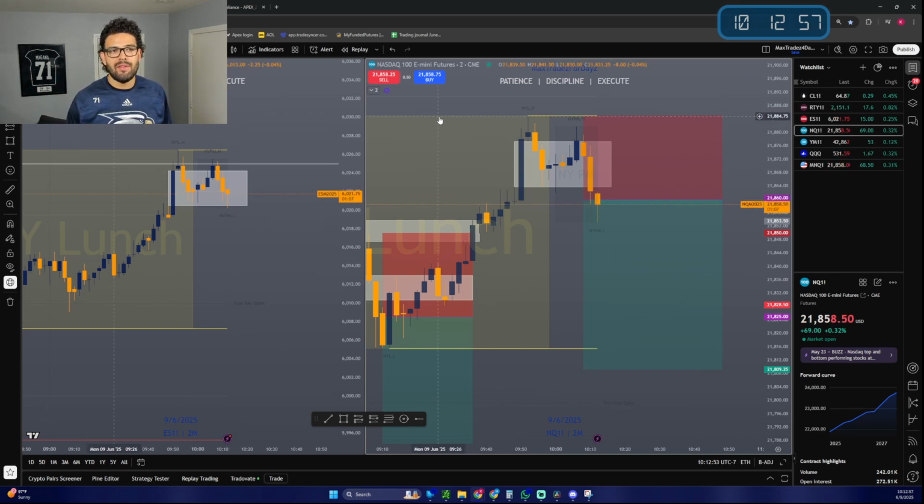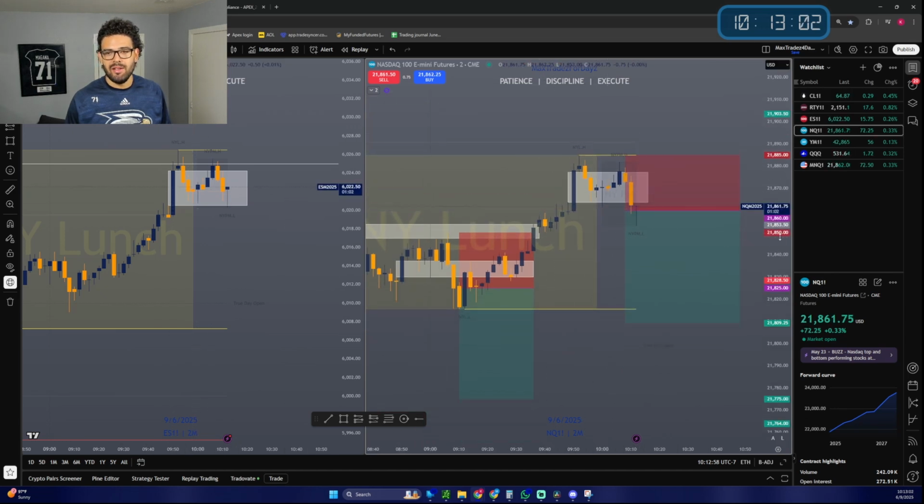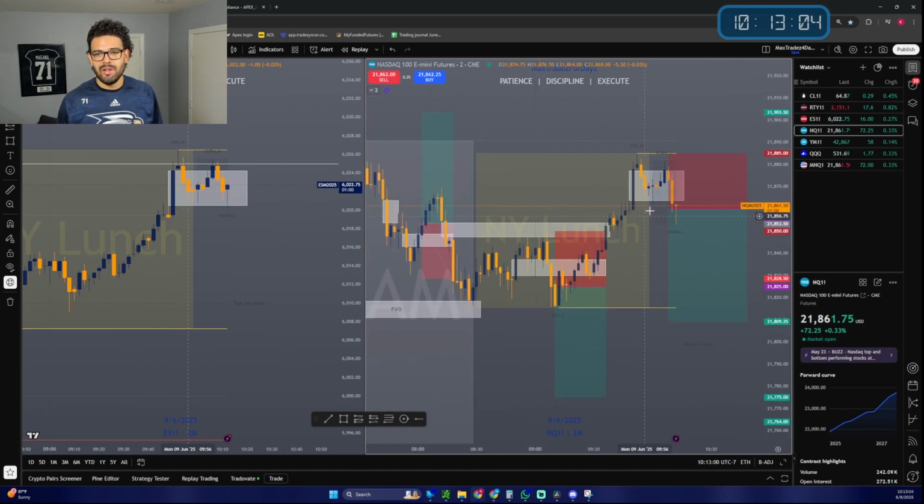So I've been waiting for this one all morning long. Probably should have just waited for this setup instead of taking all the other setups we took previously, but it is what it is. We are in it now, and we're just going to wait and see how this one plays out.